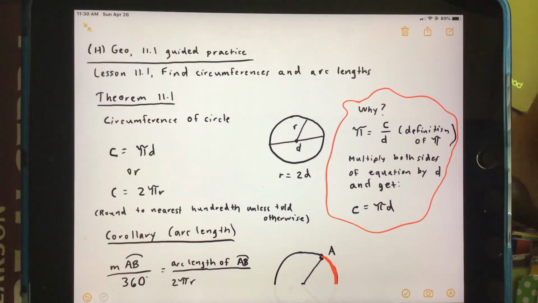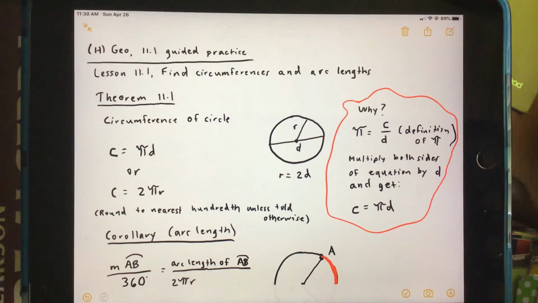Remembering that the diameter is always twice the radius, which I've noted over here underneath our circle, we can go back and forth between the radius and the diameter easily. If we know the radius, double the radius to get the diameter. If we know the diameter, divide the diameter by 2 and you'll have the radius.